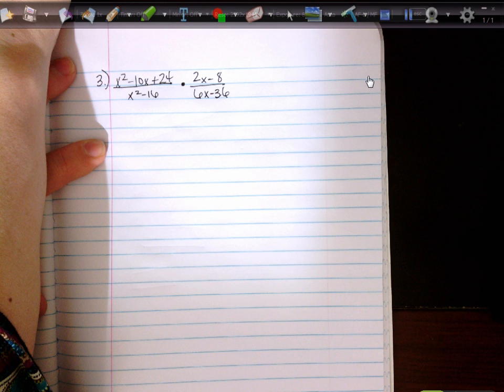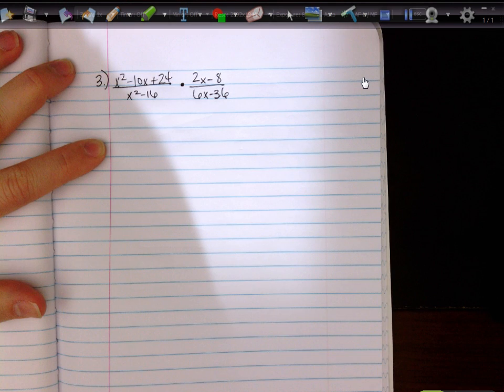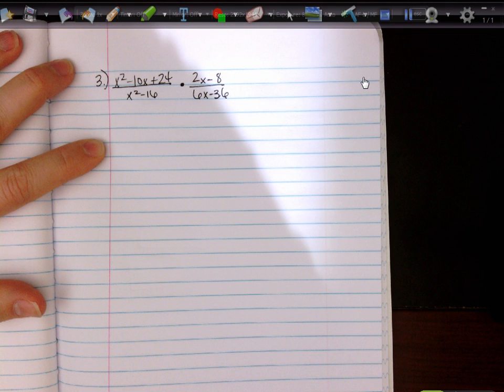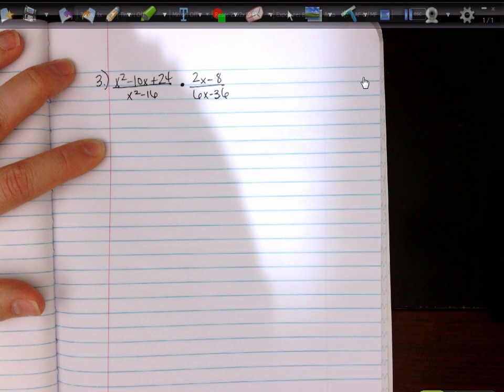All right, go ahead and write down number 3. We have x squared minus 10x plus 24 over x squared minus 16 times 2x minus 8 over 6x minus 36. We have all sorts of factoring things going on here, so we're just going to go ahead and take it one step at a time.